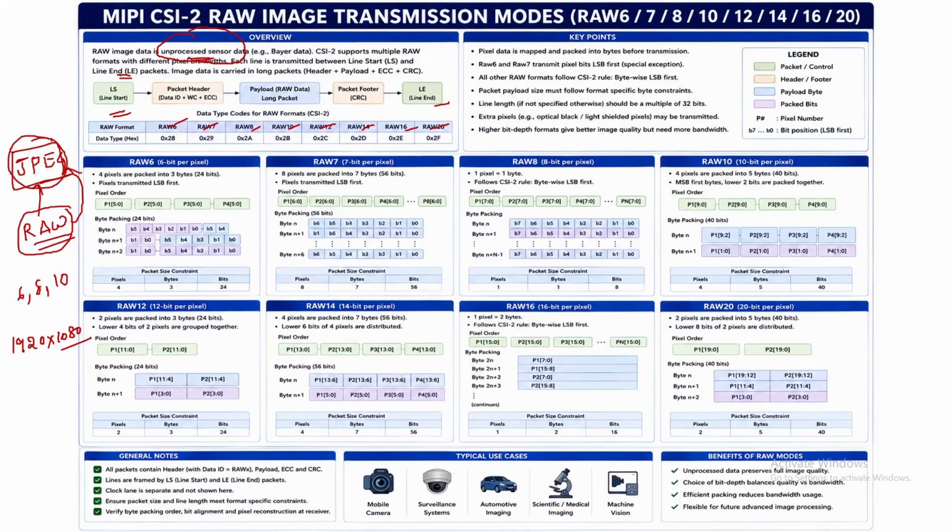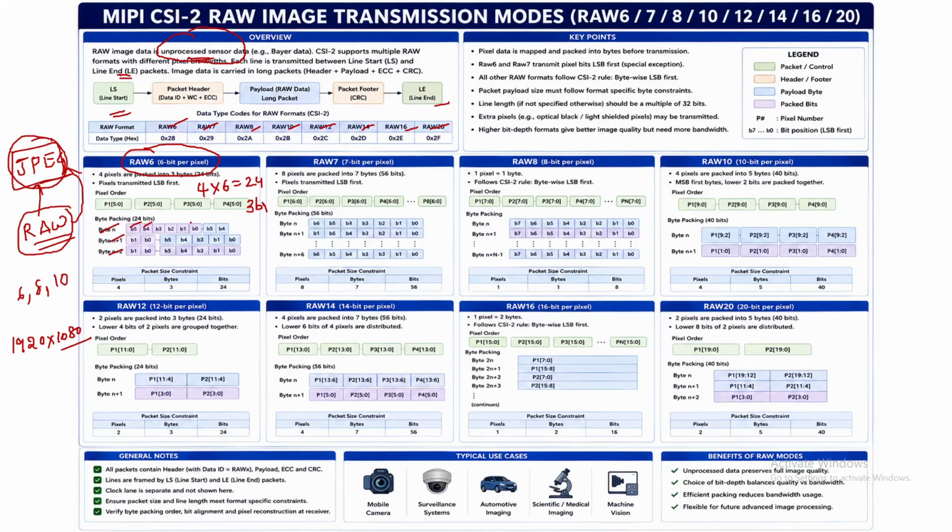Pixels will decide how many bytes of data you need to transmit for one pixel. See here, we are using RAW6. I need to transmit 4 pixels, so 4 into 6 is 24 bits we want to transmit. So 24 bits are required to transmit 4 pixels, and 24 bits means 3 bytes of data: byte 0, byte n plus 1, 2. In this way, the data will be transmitted.